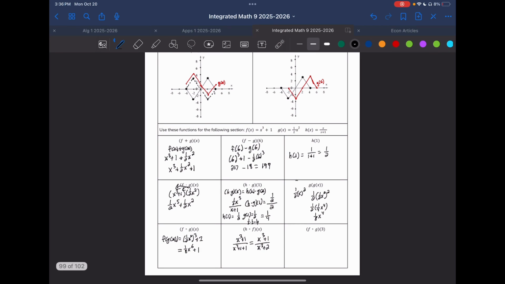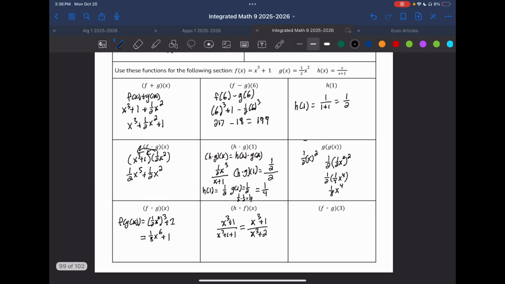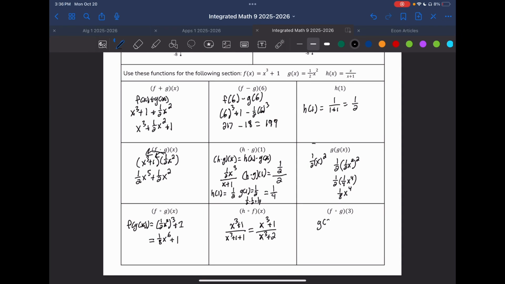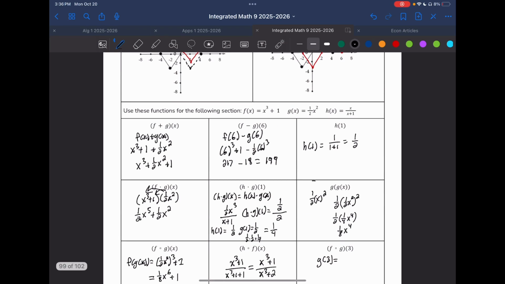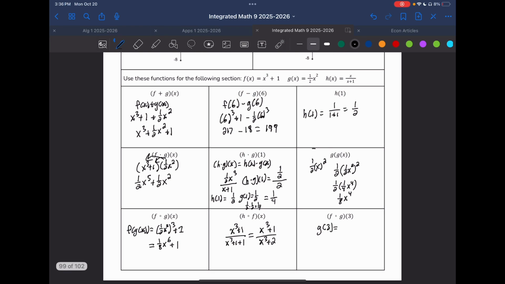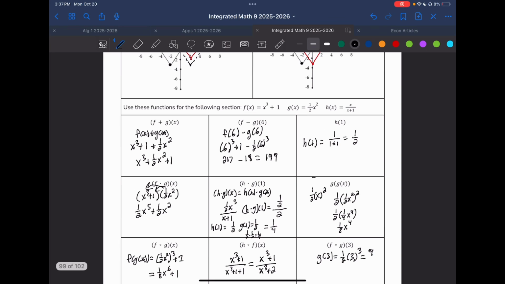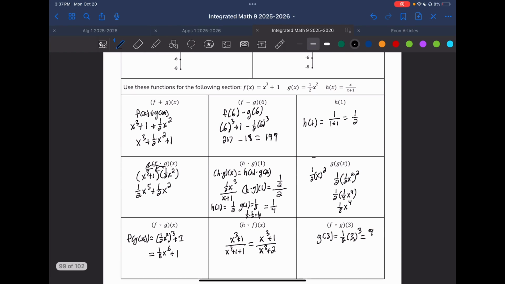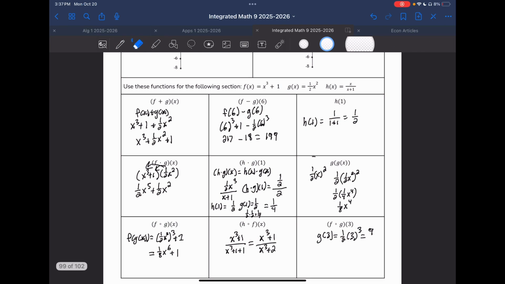All right. And we have f of g of 3. So I'm going to do this in 2 steps. I'm going to find g of 3 first. And g of 3 is 1/2 times 3 squared, which is going to be 9 over 2.